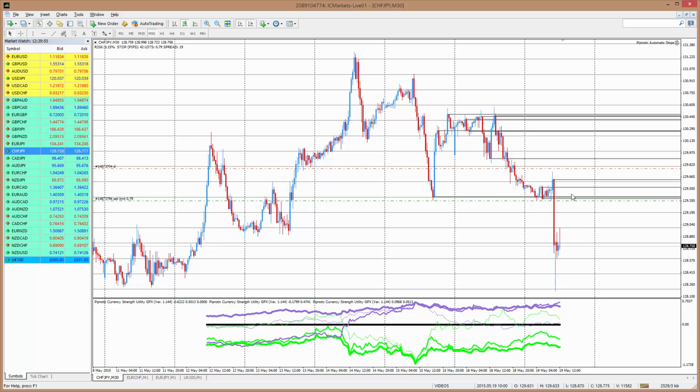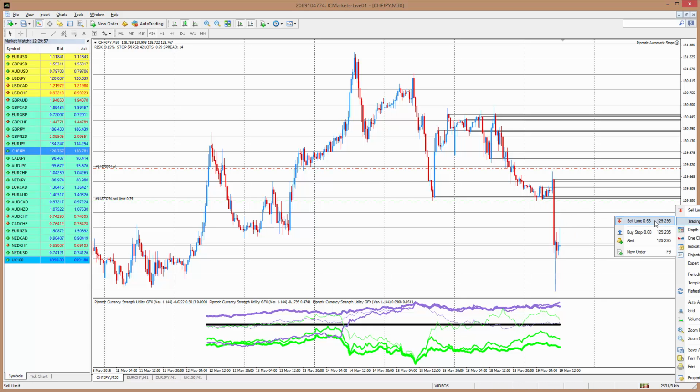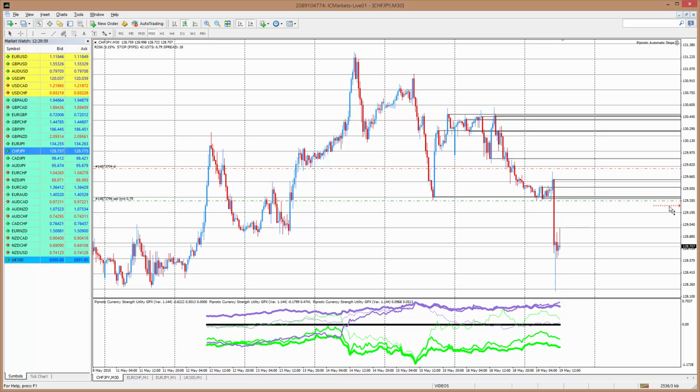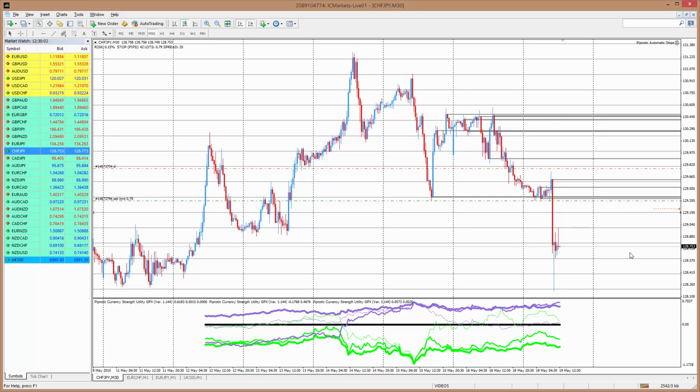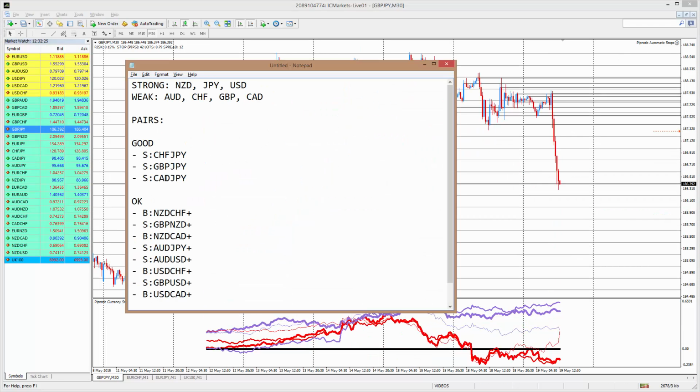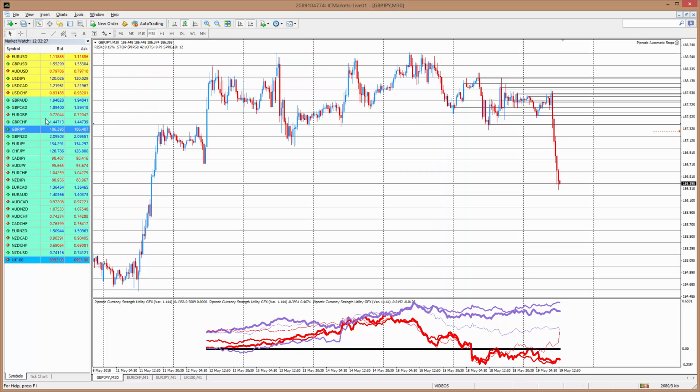So, but I like this level. I'm going to put an alarm just here, just to inform you when price gets close to it. And then we'll leave it at that. So we'll have a look at the next one, and this is the CAD Japanese yen. Go to the CAD yen here.